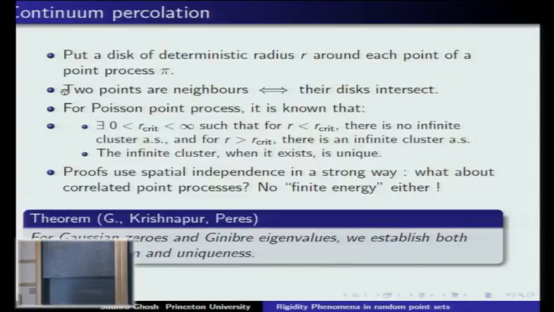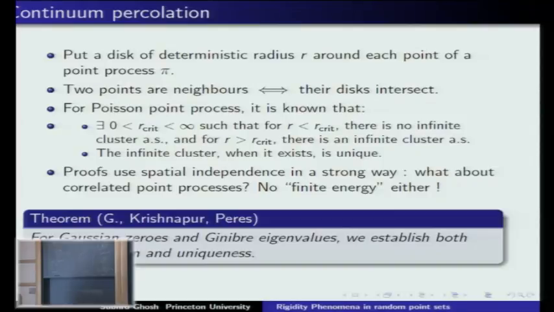So in joint work with Manjunath Krishnapur and Yugal Perez, we show that for Gaussian zeros and Ginibre eigenvalues, we have similar results. We have a critical radius below which there is no percolation and above which there is percolation with probability 1, and the infinite cluster also exhibits uniqueness when it exists.